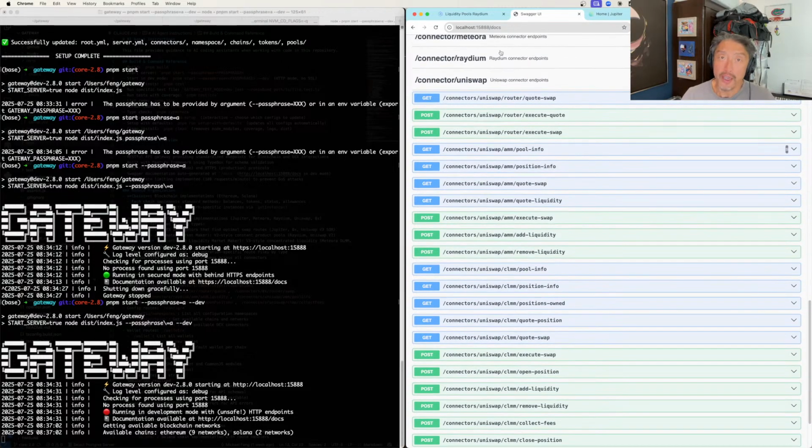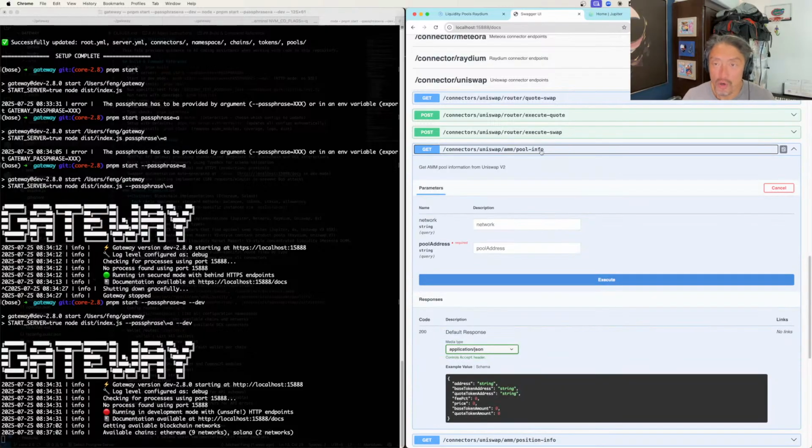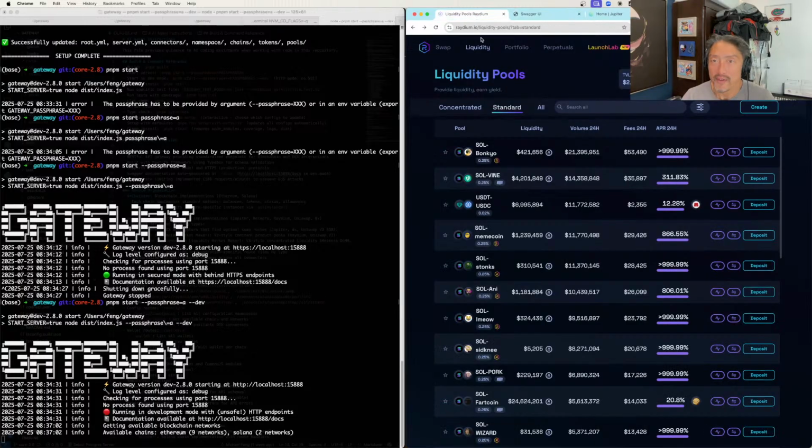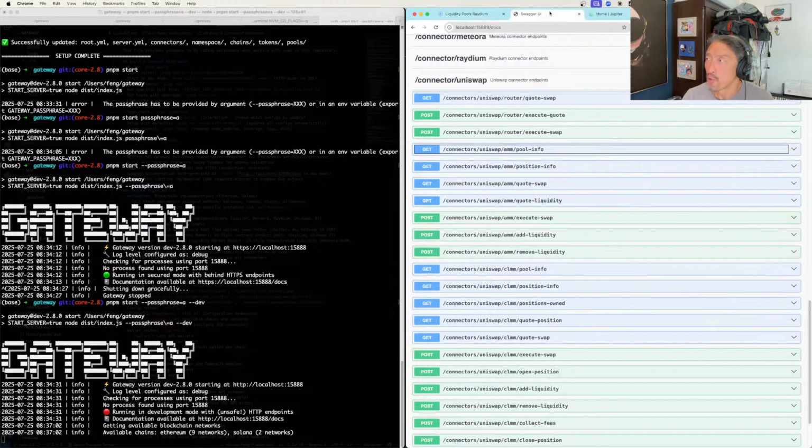Similarly, we also have standards for AMM and CLMM. I always butcher that word. I'm going to call this CLAM from now on. So AMM and CLAM. AMM is the standard protocol for interacting with standard pools like Uniswap v2. The endpoints available are things like fetching info about a pool, fetching the position, quoting a swap, adding liquidity, executing a swap, executing adding liquidity, and finally removing liquidity.